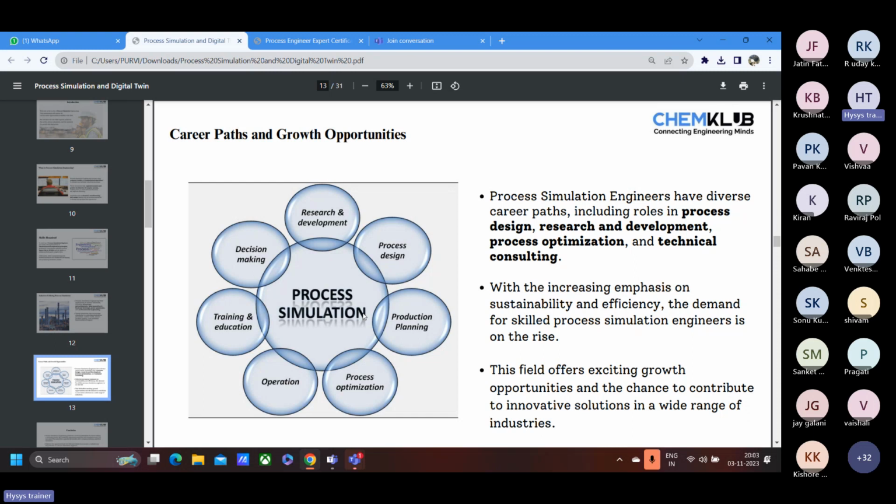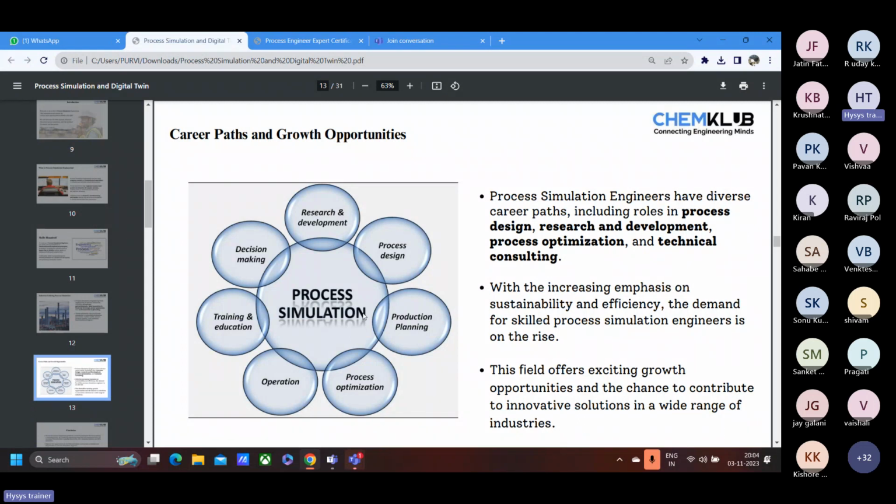For example, right now is 2023, right? So for 2024, starting from January to December, they will plan every month how much production of methanol they will do, and by consuming how much quantity. So how will they try to optimize with the help of simulation software? That way your production planning also takes place.